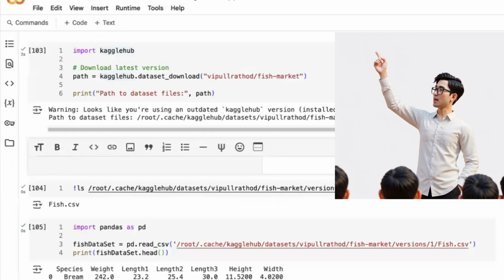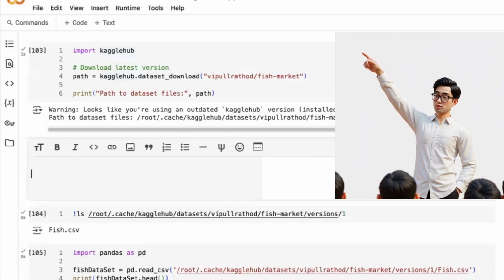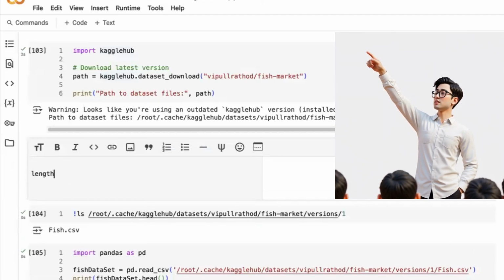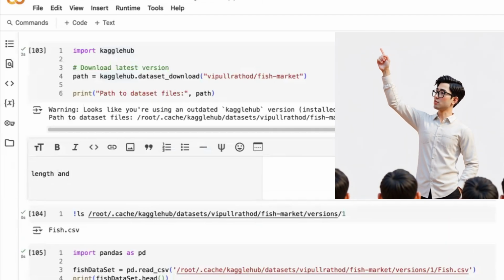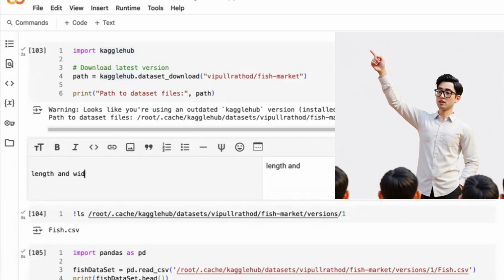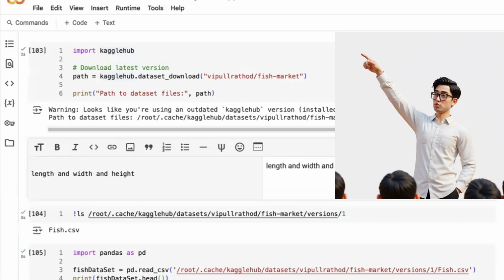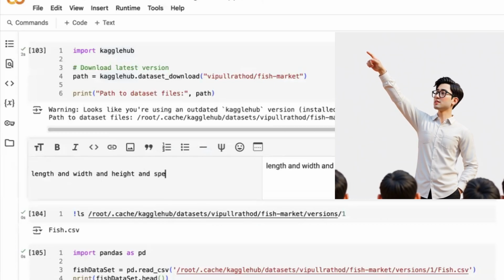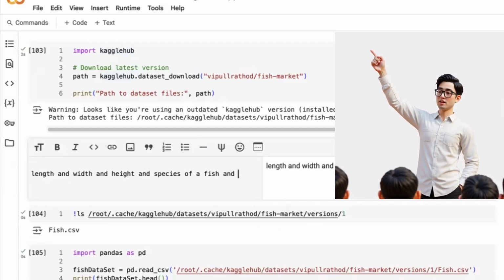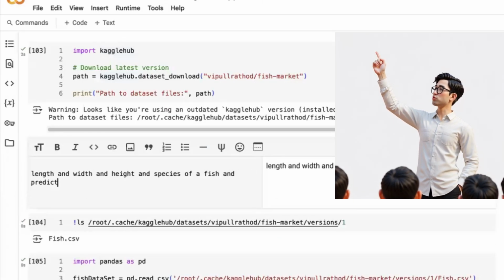So it's basically you take the length and width and height and species of a fish and predict its weight.